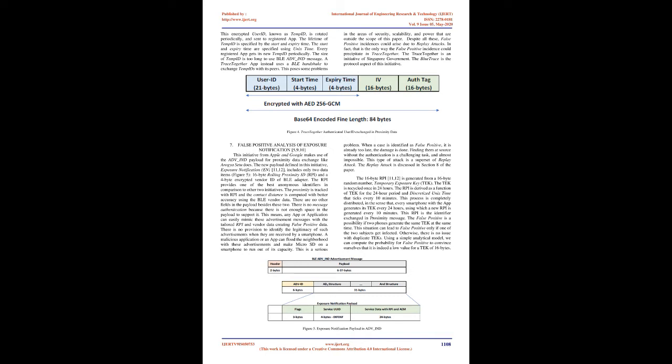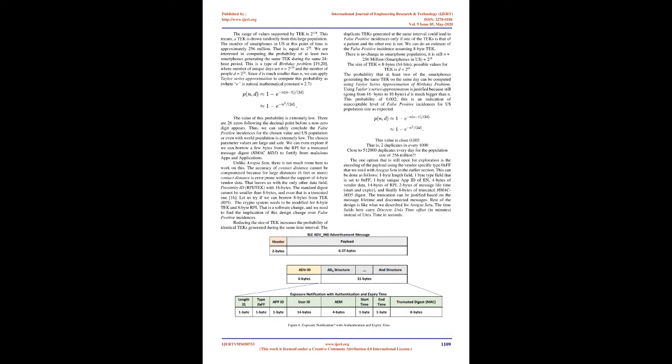The RPI provides one of the best anonymous identifiers in comparison to the other 2 initiatives. The proximity is tracked with RPI and the contact distance is computed with better accuracy using the BLE vendor data. There are no other fields in the payload besides these 2. There is no message authentication because there is not enough space in the payload to support it.